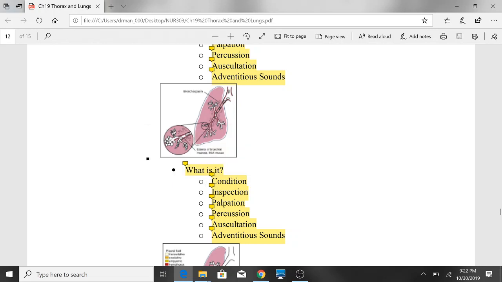What about with palpated asthma? Tactile fremitus would be decreased and you'd have tachycardia. And with percussed asthma, there would be resonant sound, maybe hyperresonant if chronic.